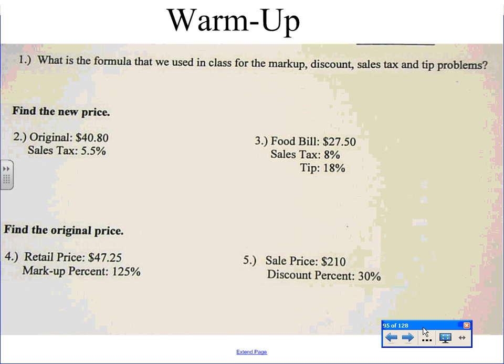Okay, so let's start with our warm-up before we go over homework. The first question I had on here is, what is the formula that we used in class for the markup, discount, sales tax, and tip problems? Josh, what's the formula that we used?